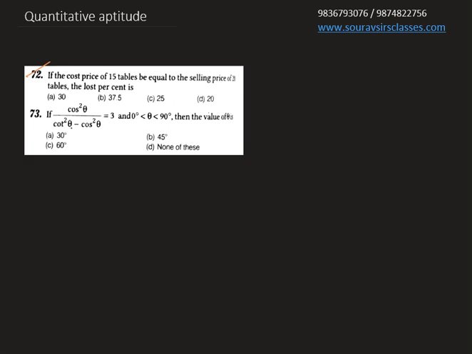Let's see what is in this question. If the cost price of 15 tables be equal to the selling price of 20 tables, we need to find the loss percentage. So starting the solution.